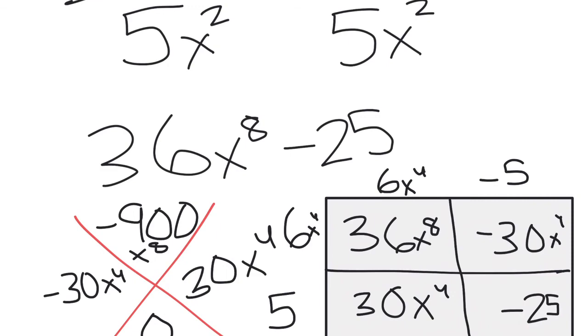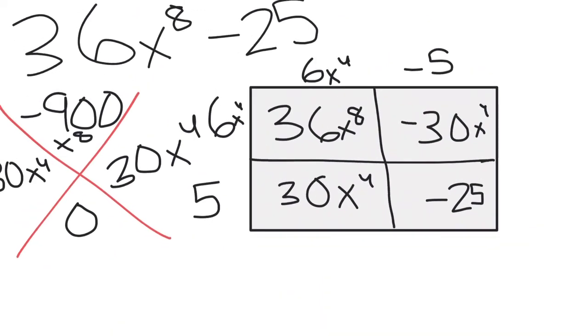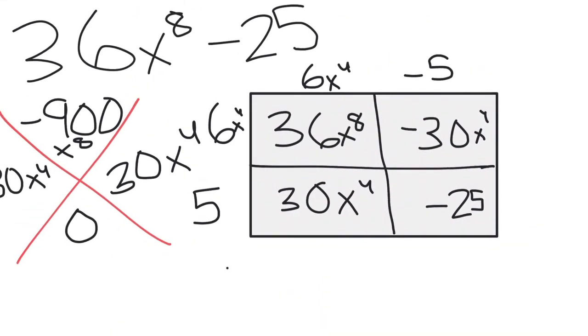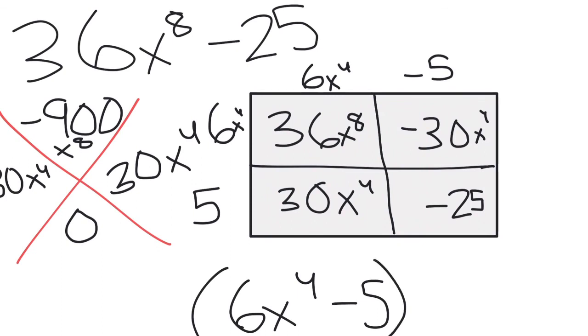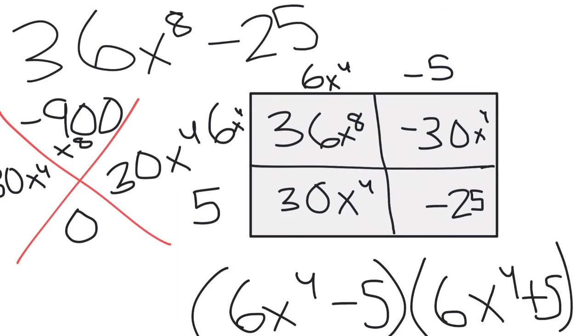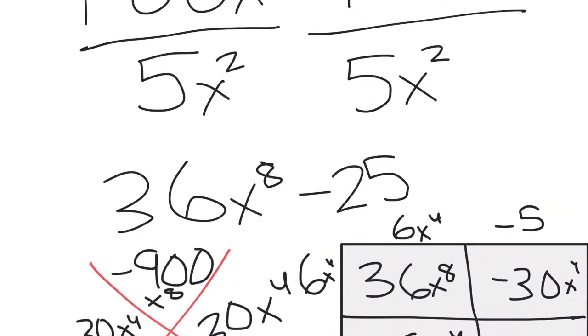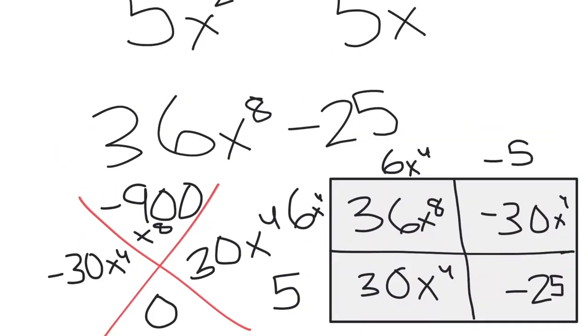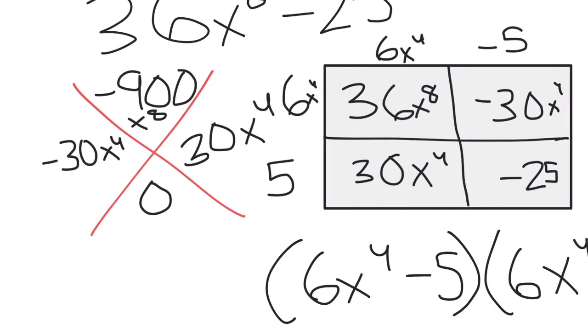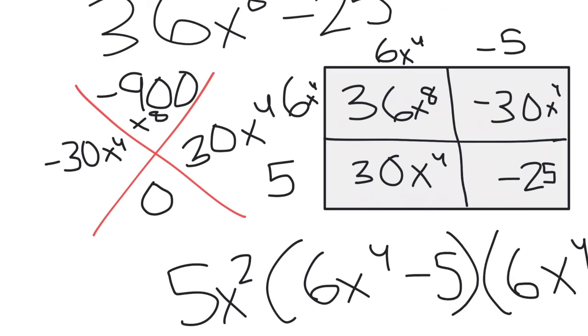Cool. So then, how we would write this out would be 6x to the 4th minus 5, and then 6x to the 4th plus 5, and we cannot forget about what we took out in the very beginning. So we took out 5x to the 2nd, so you'll add that to the front there. And there you go, this is your answer.